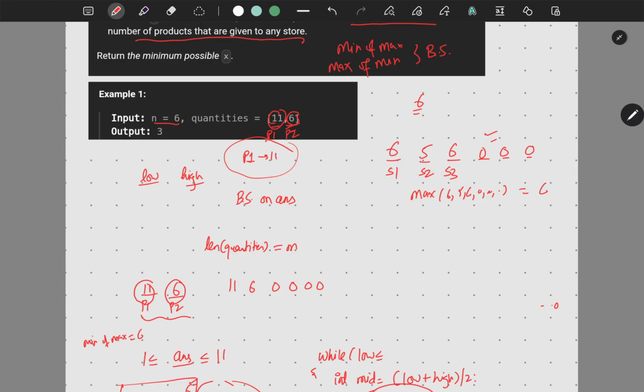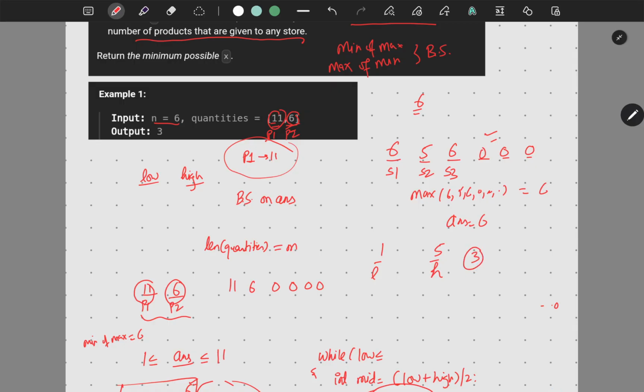So that means there is a way we can distribute products such that the maximum amount of product that a store can have is 6. Okay, now since we know that 6 is a possible answer, we would reduce our search space. So we would set answer to 6, and now we will look for our answer in 1 to 5, that is low would be 1 and high would be 5. Now the mid would be (5 plus 1) by 2, which is 3.